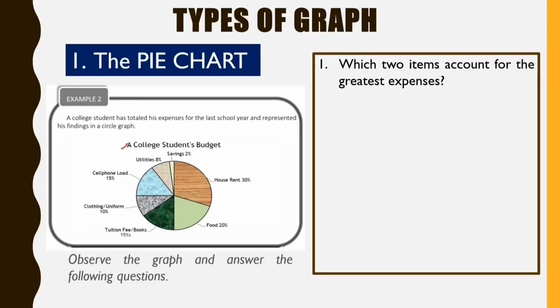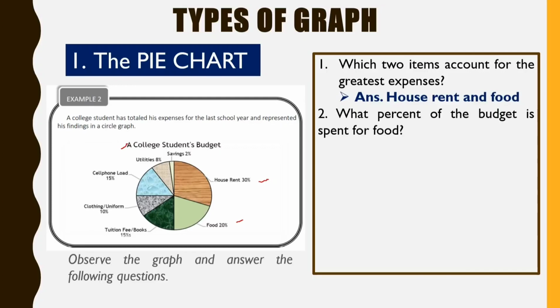For question number 1, which 2 items account for the greatest expenses? Of course, the answer there is the house rent and food. House rent is 30% of the budget and food is 20%. For number 2, what percent of the budget is spent for food?